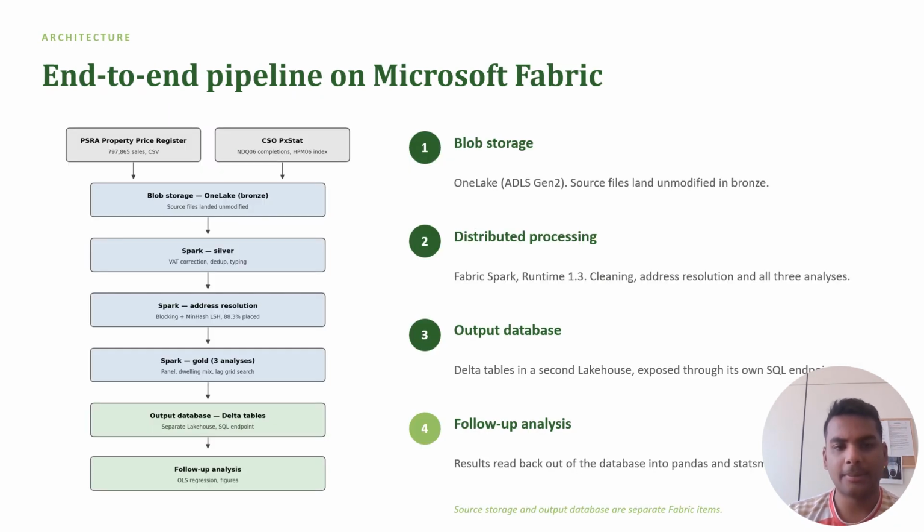The entire pipeline was built in Microsoft Fabric. Files are stored in one lakehouse using a Medallion architecture. Bronze contains the original files, silver contains the clean data, and gold contains the final analytical output. Spark handles the processing and the results are written to a separate lakehouse queried through a SQL endpoint.